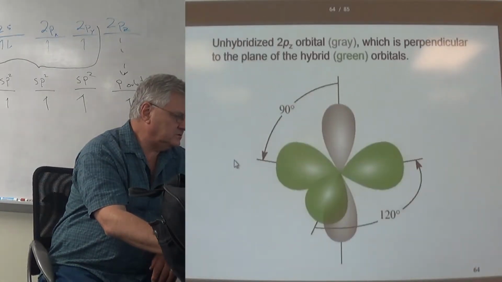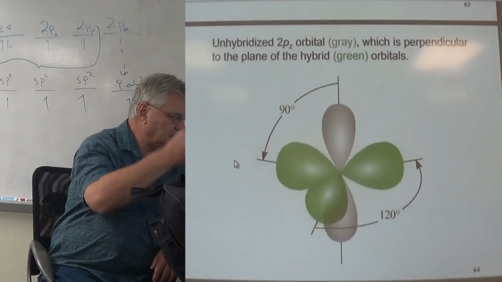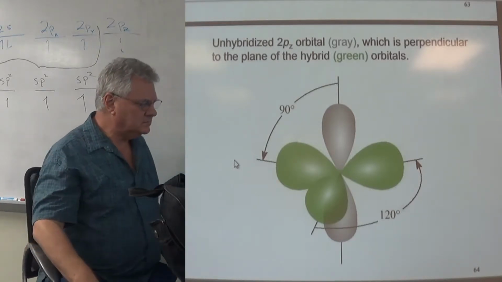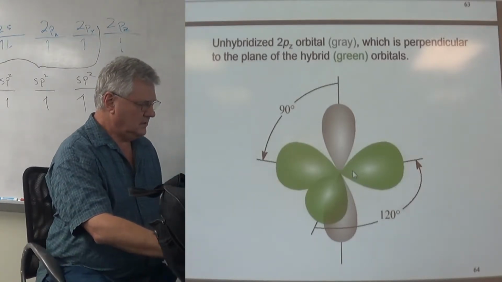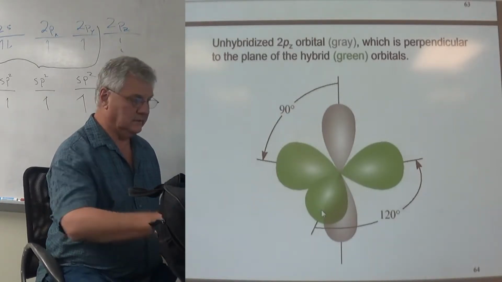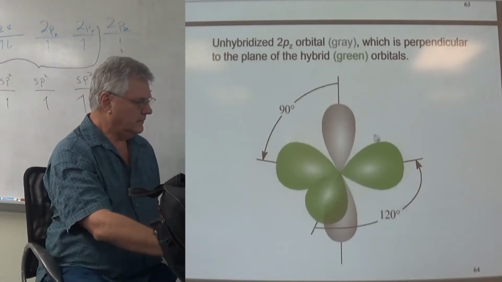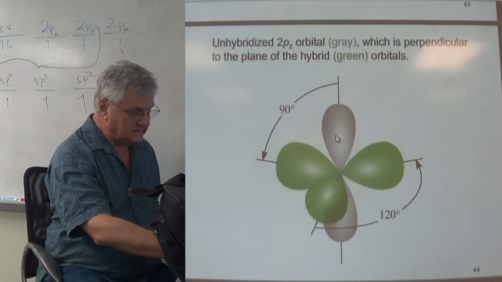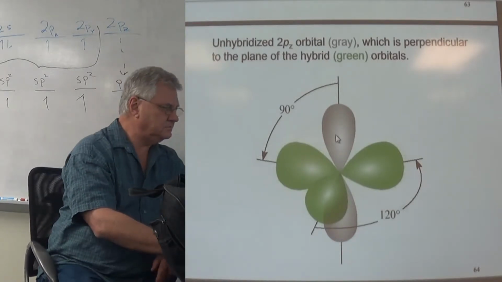And here it shows you the geometry of an sp2 hybridized atom, including carbon. Carbon here has 3 green orbitals that are sp2 hybrid orbitals that point to the corners of a triangle. I tried to draw that. And then here in gray is a p orbital that did not participate in the hybridization.